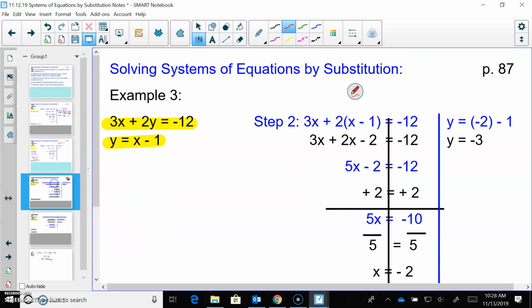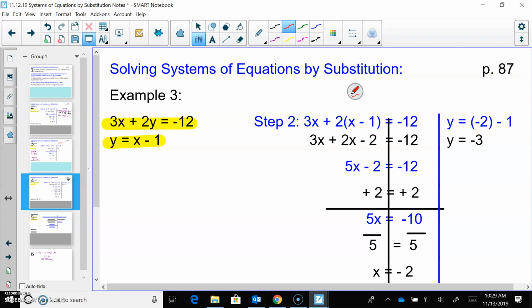If we look at example 3, they give me the equations 3x plus 2y equals negative 12 and y equals x minus 1. So clearly the bottom equation already says y equals, so we're going to substitute what y equals into that top equation for y. So that's why in step 2 it says 3x plus 2, but instead of y I'm going to do parentheses x minus 1, then close parentheses equals negative 12.